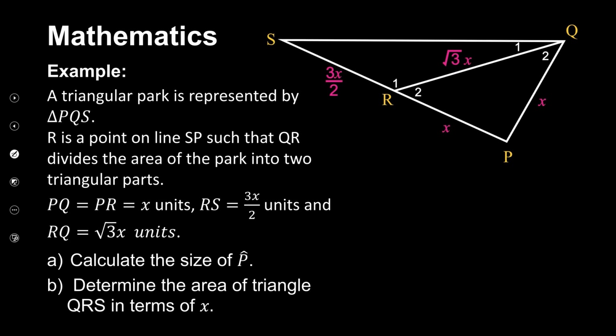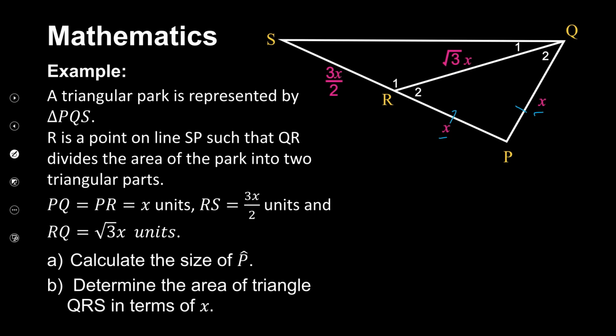Okay, let's go to our next example. In this example, we've got a triangular park, represented by PQS. R is a point on the line SP such that QR divides the area of the park into two triangular parks. PQ is equal to PR, which is equal to X. So those two are both X, meaning those two lines are equal.